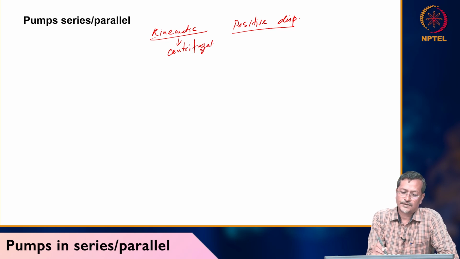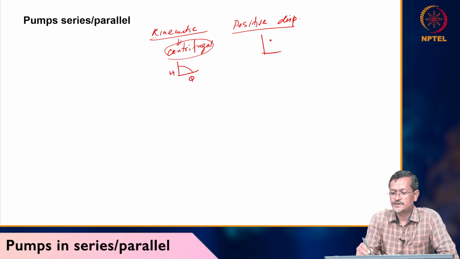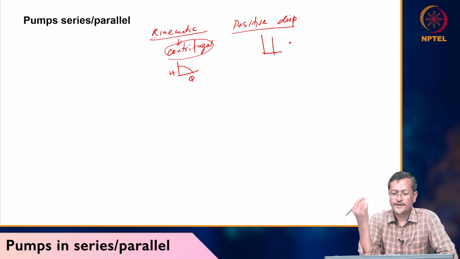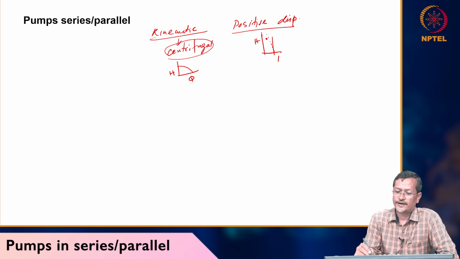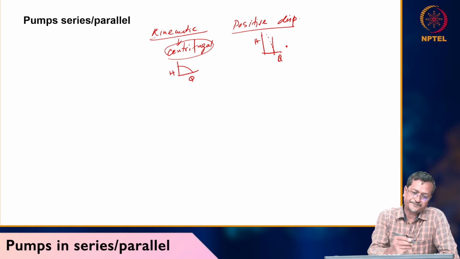This pump has a limitation of head. You can see this Q and H curve, and the positive displacement curve you have seen is vertical. In a positive displacement pump, you are developing infinite head ideally, but practically it may not be possible. Gradually this vertical line will move towards the H axis, and finally there will be some limitation of total head.